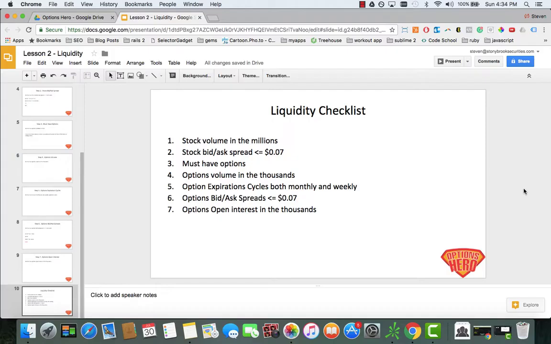So again, stock volume in the millions, stock bid-ask spread less than or equal to 7 cents, must have options, options volume in the thousands, option expiration cycles, not just monthly but also weekly, options bid-ask spreads less than or equal to 7 cents wide, and open interest count in the thousands. Watch this a million times. I'm telling you, this is the single most important thing when it comes to investing.